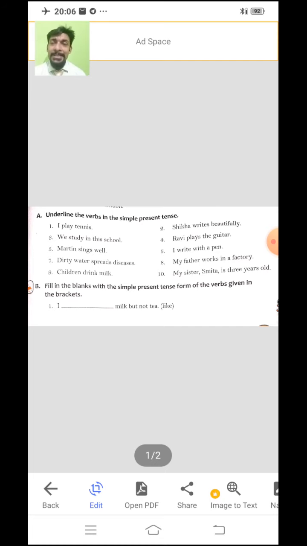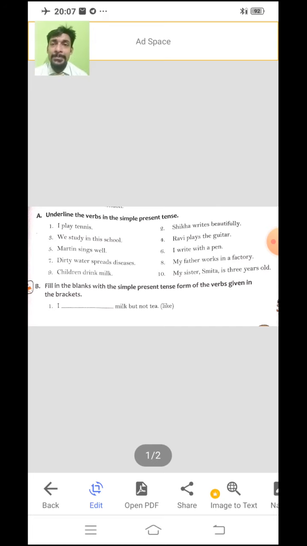In exercise A, we just need to underline the verbs in simple present tense. It's a very simple exercise, but with the help of this particular exercise, I will try to teach you the structure that I taught you in the previous video. Because after this, I am not going to explain every answer one by one. I'll just solve different questions with the help of these concepts that I'm going to give you now.